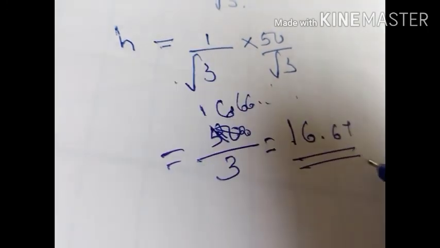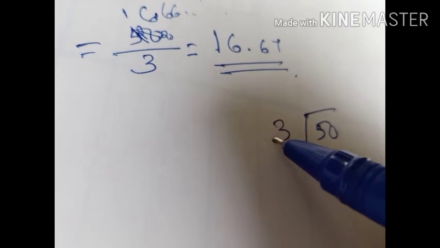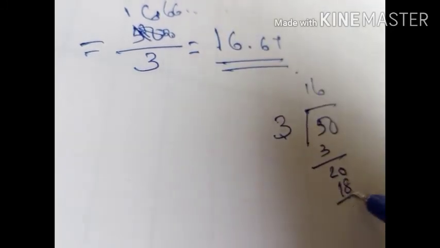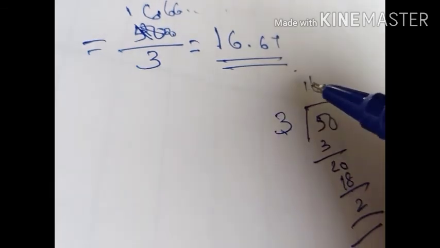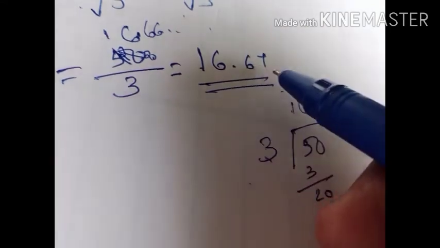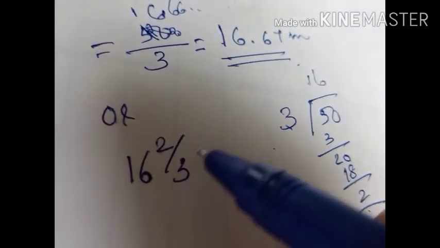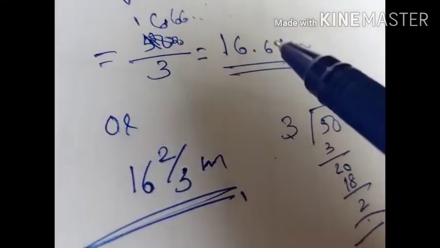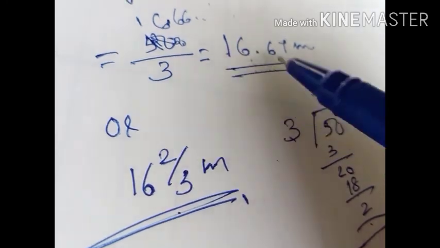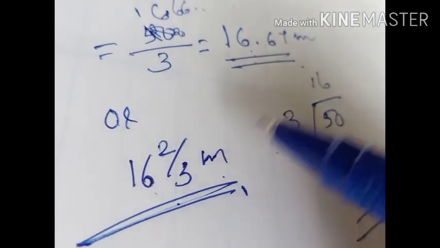We will get 16.67, or we can write it as mixed form. 50 by 3 we can divide. 3 ones are 3, 20, 6 threes are 18, then 2. Then what we will get is 16 2 by 3. So we can write the answer as 16.67 meter or 16 2 by 3 meter as mixed form. This is decimal form, this is mixed form. Anyway you can express it either way.